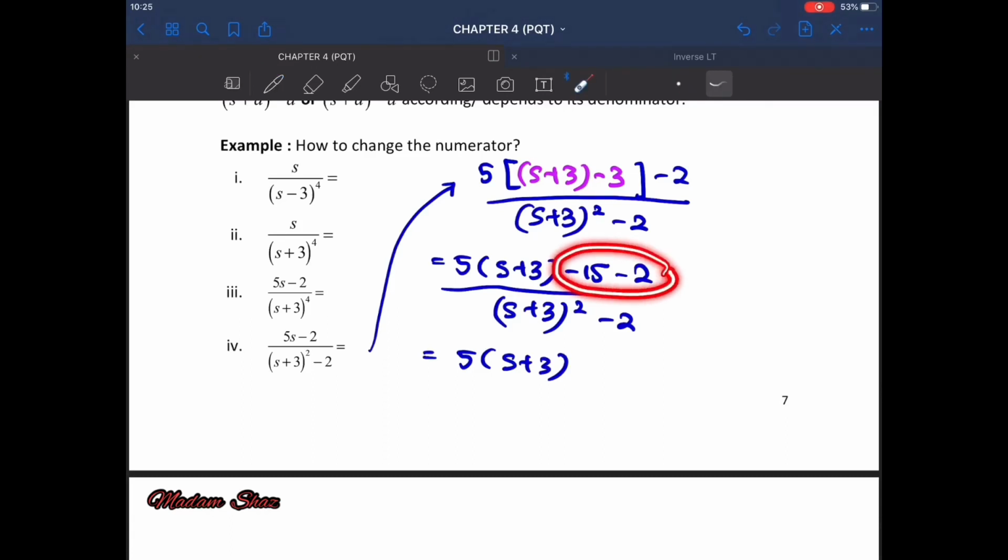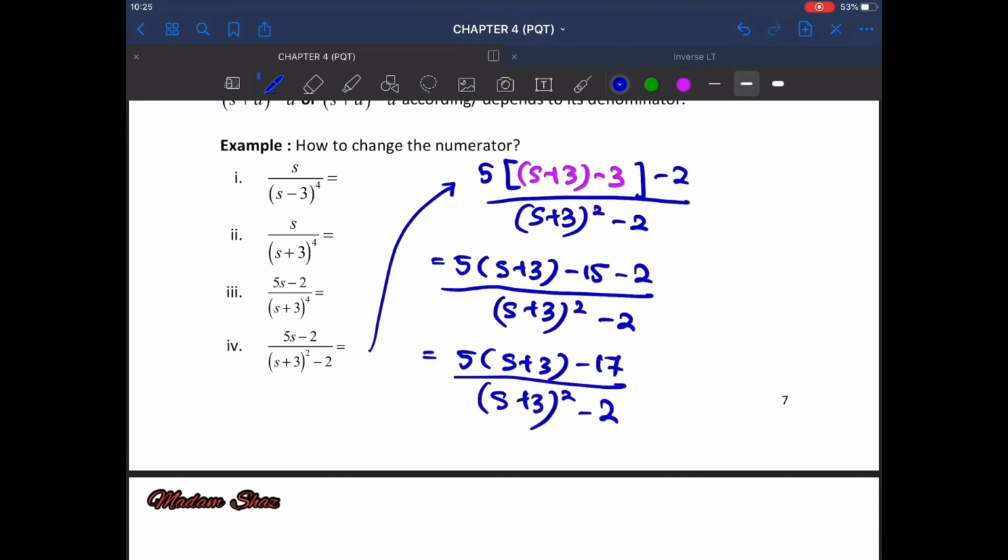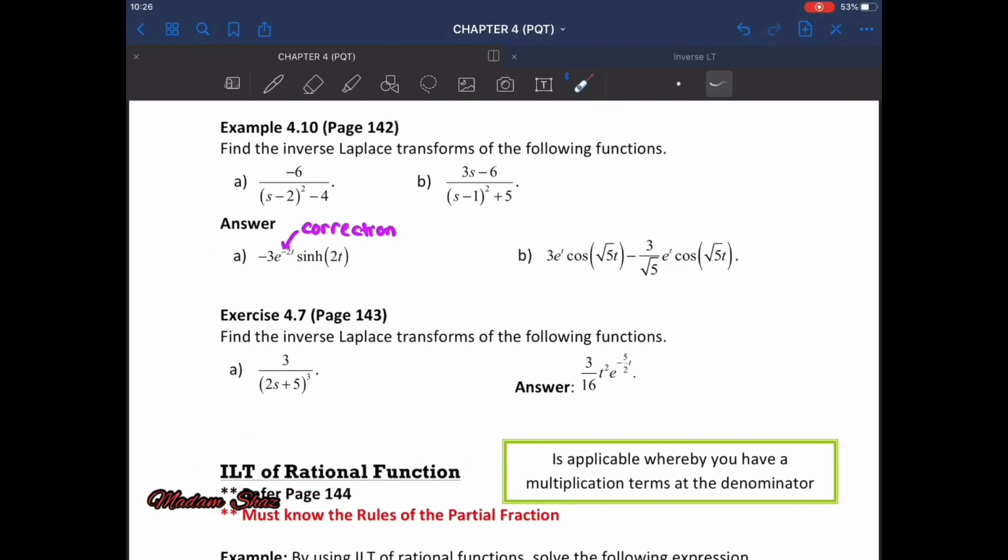Negative 15 minus 2 will become negative 17. S plus 3 the power of 2 minus 2. Okay, so this is how we can change or reduce s at the upper side in order to make it become the same thing as the denominator. So for this example, I only show how to change the numerator in order to make it the same thing as the denominator.